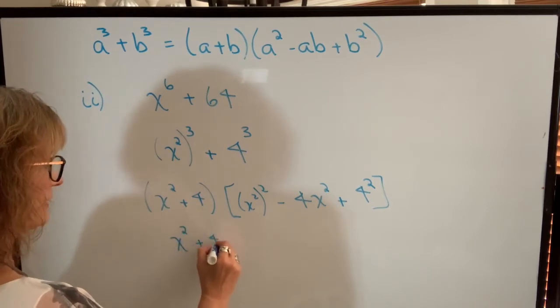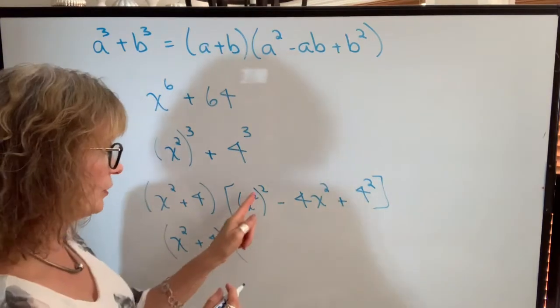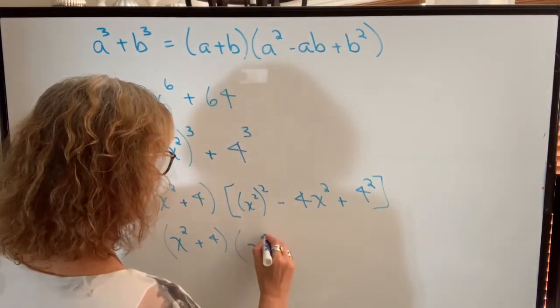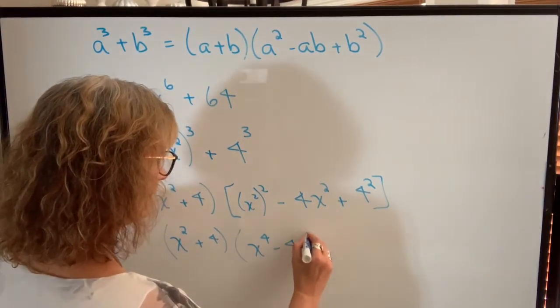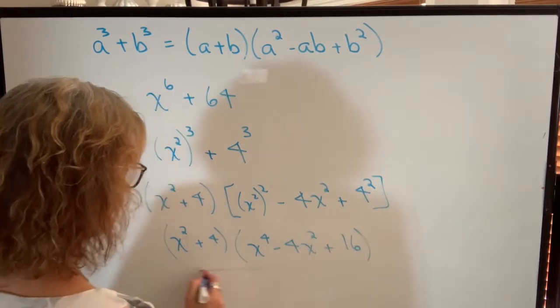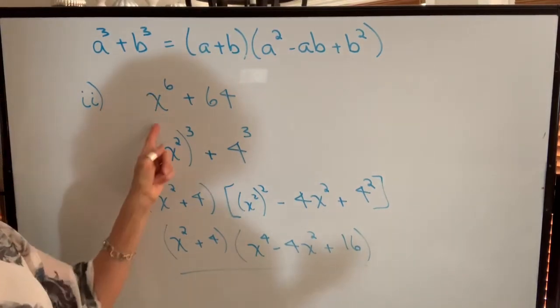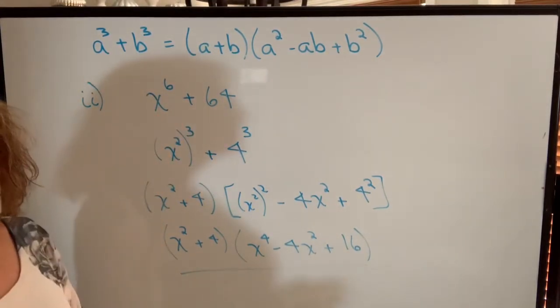Again, I want to clean this up. So x squared squared, we multiply. That would be x to the 4th minus 4x squared plus 4 squared is 16. So this would be the factored expression, for this question, for this example.